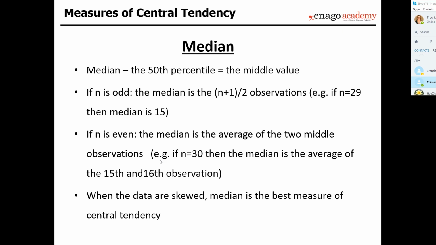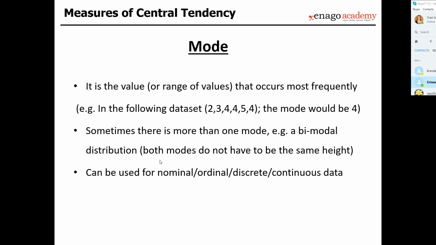And then we have mode. It is the value or range of values that occurs most frequently. So here the data set is 2, 3, 4, 4, 5, 4. As you can see, there are 3 4s, but there is only 1 of each of the other numbers. So the mode would be 4 because there are more 4s than the other numbers.